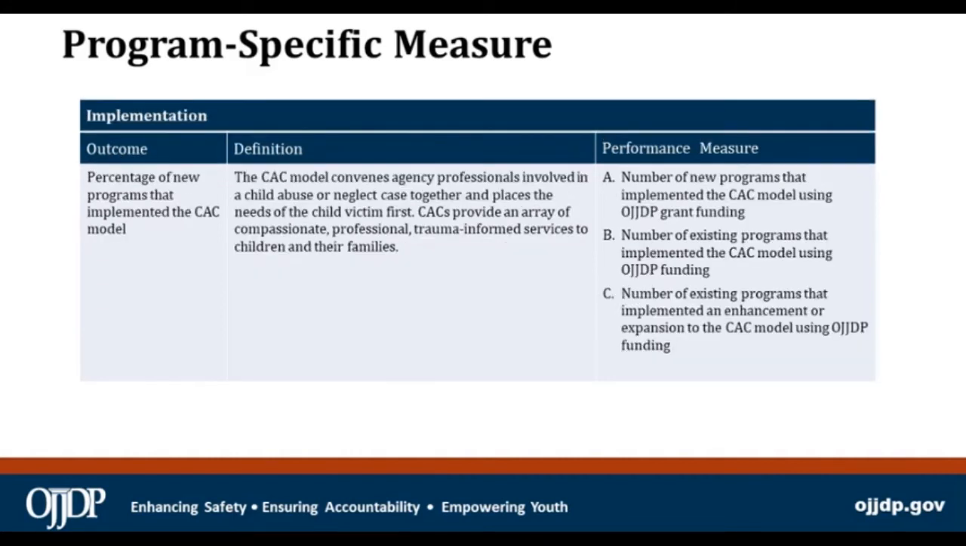The last measure we will discuss today is the percentage of new programs implemented, or the number of new programs that implemented the Children's Advocacy Center model, which is a program-specific implementation outcome. For A, you will report the number of new programs that implemented the CAC model using OJJDP grant funding. For B, you'll provide the number of existing programs that implemented the CAC model using OJJDP funding, and for C, the number of existing programs that implemented an enhancement or expansion to the CAC model using OJJDP funding.